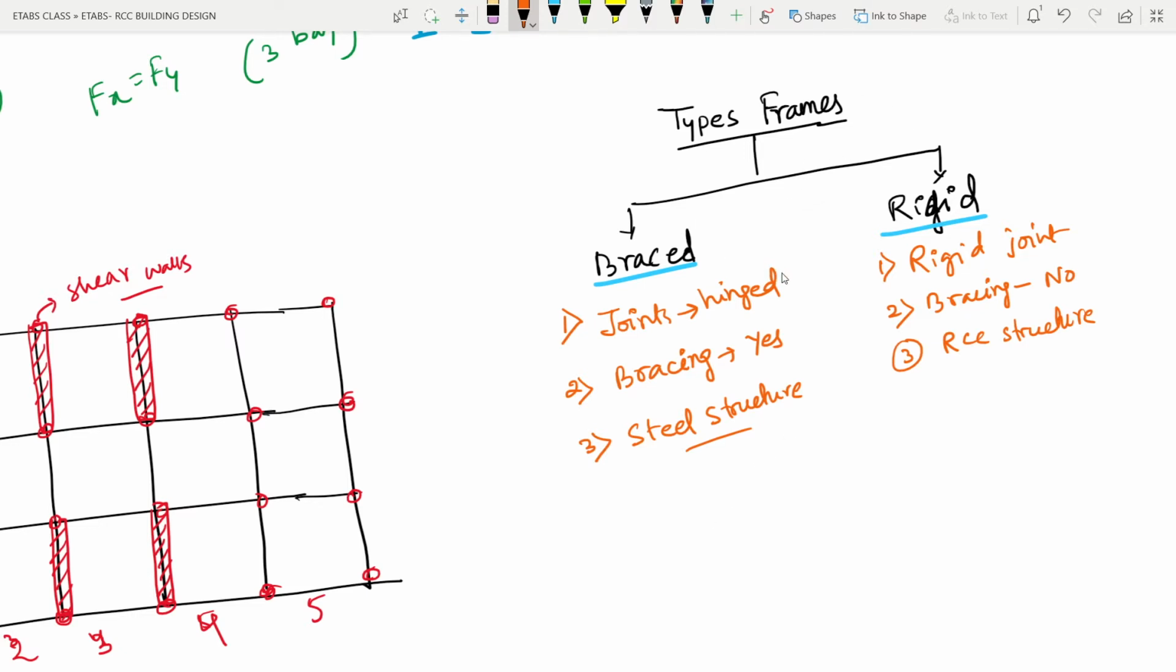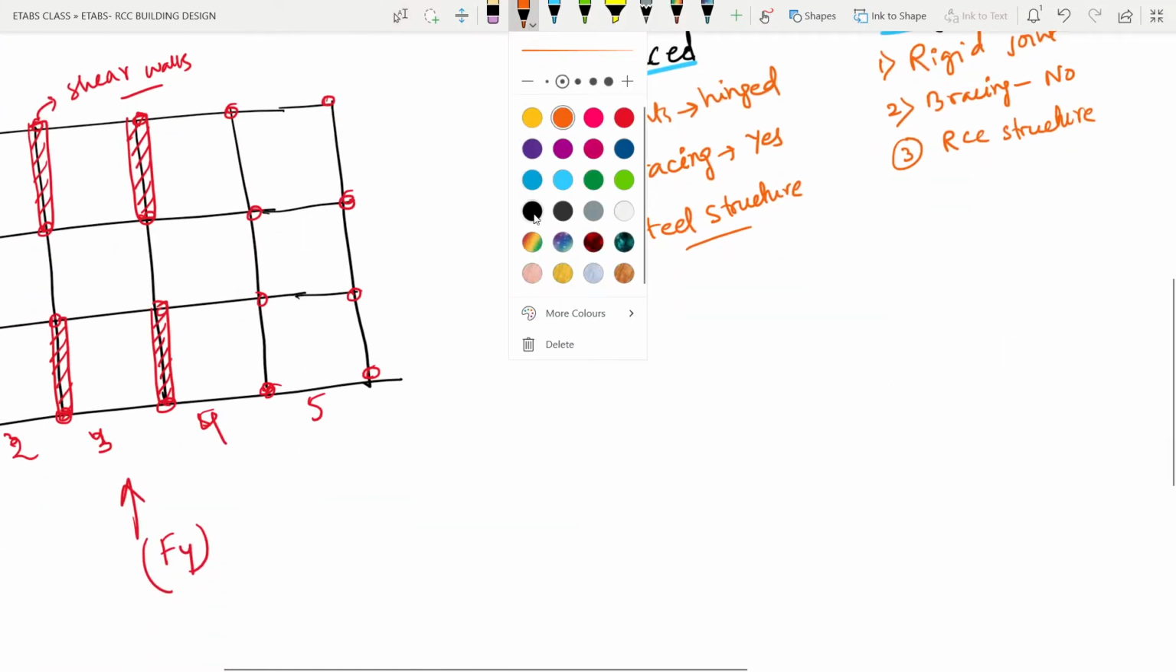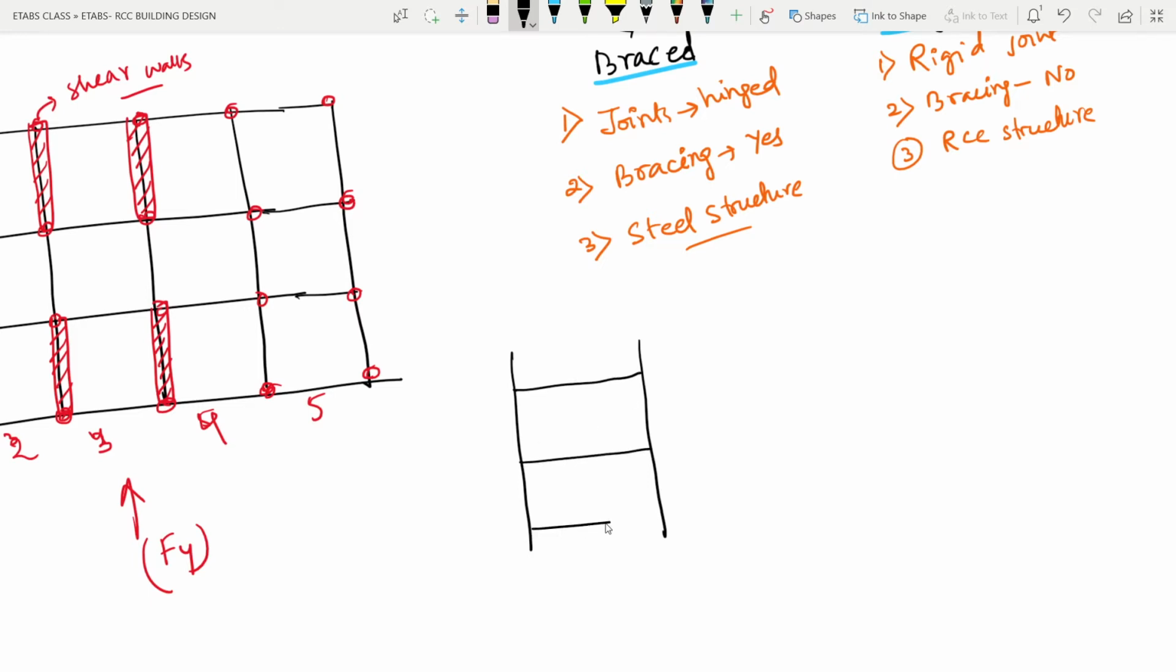Before knowing that, let us know about the braced frame. If you see, it is just members, as I said, connected with a hinged connection, right? Hinged joint. So suppose there are different types of braced frames. Suppose these are two vertical elements, these are the horizontal elements, and as I said, there will be bracing. So suppose here I am giving the bracings like this.